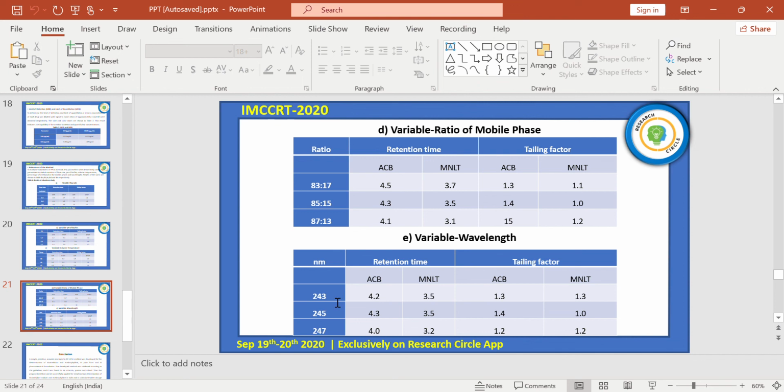Next variable was wavelength. Wavelength variables were 243 nanometer, 245 nanometer and 247 nanometer. Again at these variable wavelengths, the results were found same.